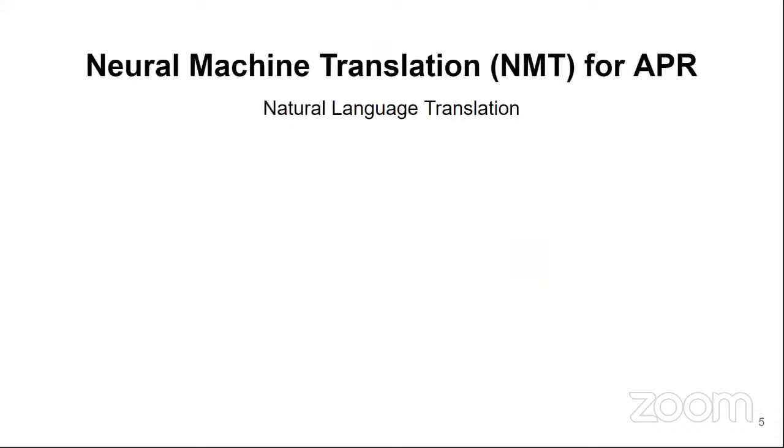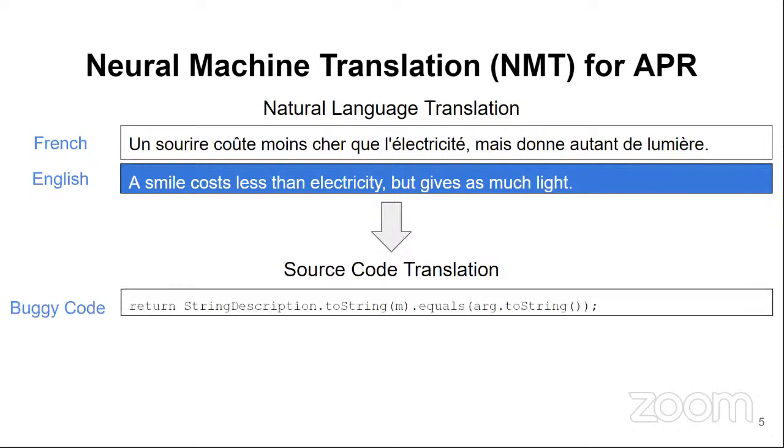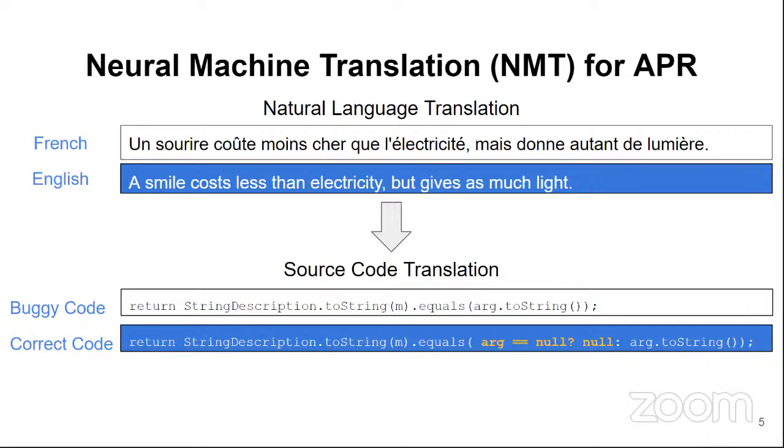To address these challenges, neural machine translation is a natural approach to try. It is a deep learning approach commonly used in natural language. For example, given a sentence in French, the neural machine translation model will translate it into a semantically equivalent sentence in English. Our idea is that instead of translating French to English, we translate a buggy piece of code to a correct piece of code.